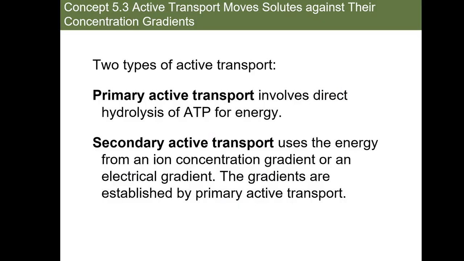So two types of active transport. There's primary active transport, which involves direct hydrolysis of ATP for energy. There's secondary active transport, which uses the energy from an ion concentration gradient or an electrical gradient. The gradients are established by primary active transport. So primary active transport uses ATP, secondary active transport uses ion concentration gradients.